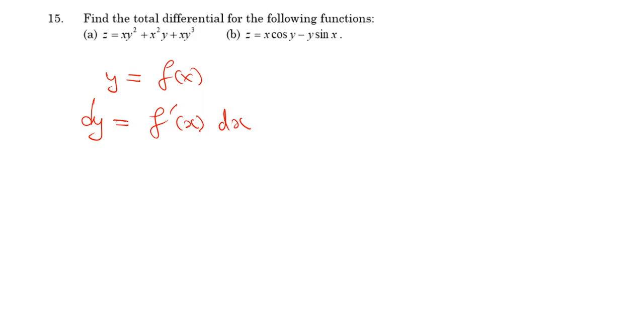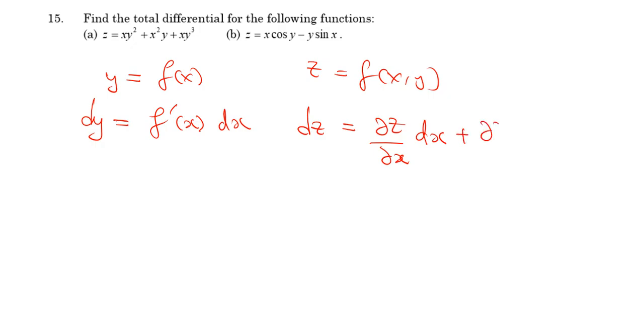Now for the total differential of a function of two variables, let's say z equals f of x comma y, it's going to be defined as dz equals the partial of z with respect to x, times dx, that's the change in x, plus the partial of z with respect to y, times dy, that's the change in y.